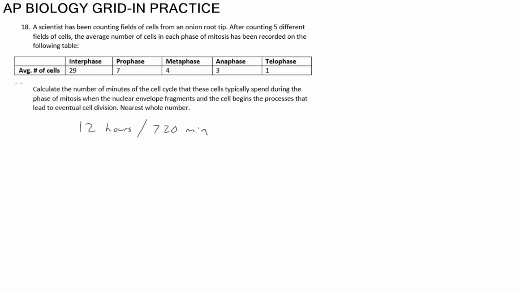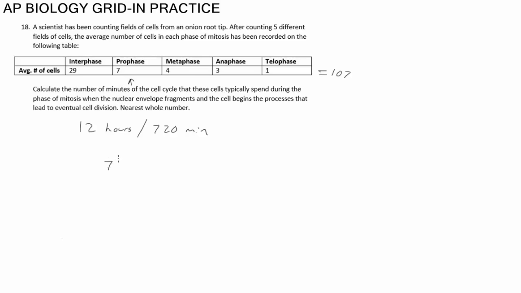But assuming that this is true, then we just need to figure out what fraction of that time, of the 720 minutes, is spent in a particular phase. And we do that by taking the total number of cells in that particular phase divided by the total number of cells that were observed, which in this case is 107 cells. So which phase are we looking at? Well, let's see what the question says. We're looking for the phase of mitosis when the nuclear envelope fragments and the cell begins the processes that lead to eventual cell division, which is prophase.